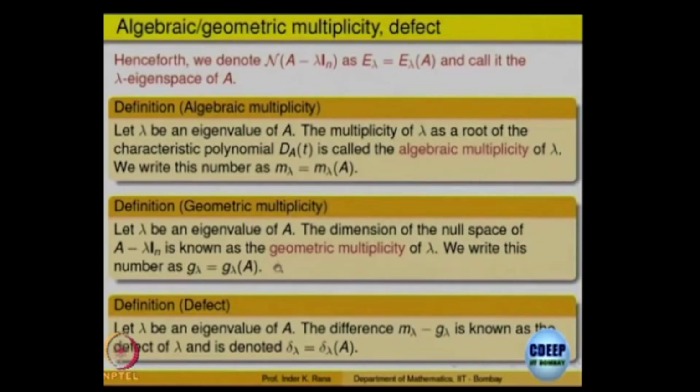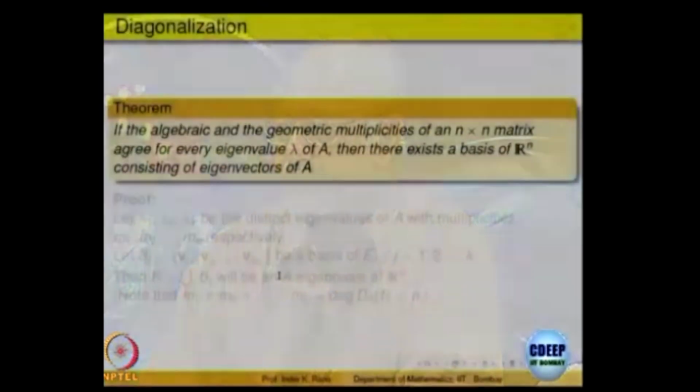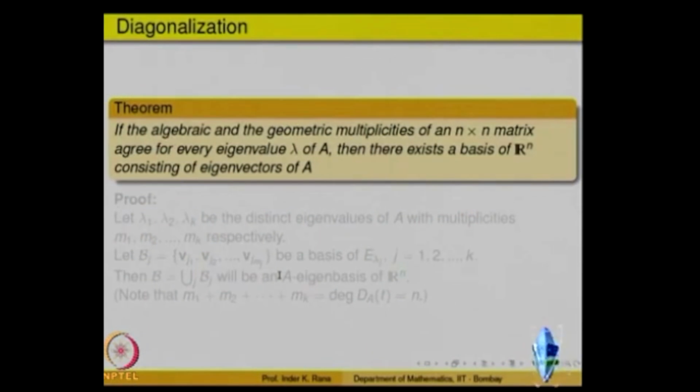Algebraic multiplicity will always be bigger than or equal to geometric multiplicity. Is that clear? The number of times the root is repeated algebraically, that many eigenvectors you may not be able to find. You will be able to find only fewer of them, right? So the theorem says, if the algebraic and the geometric multiplicities of a matrix agree for every eigenvalue lambda, then there is a basis consisting of eigenvectors, and hence the matrix is diagonalizable, right? So it's quite clear what the proof is.